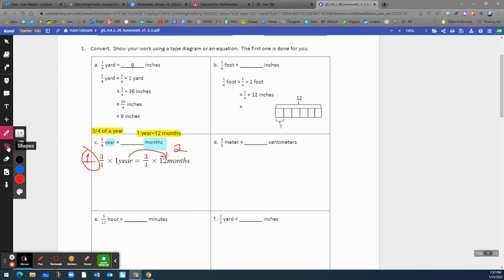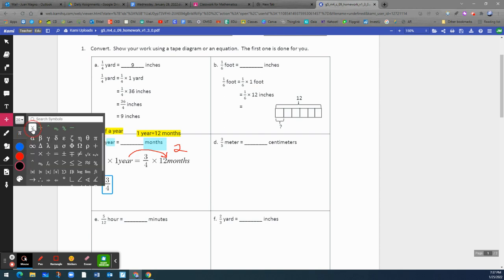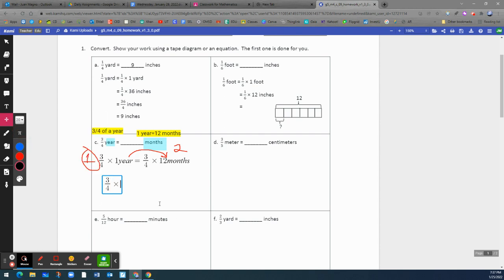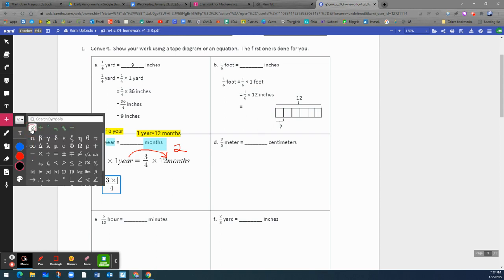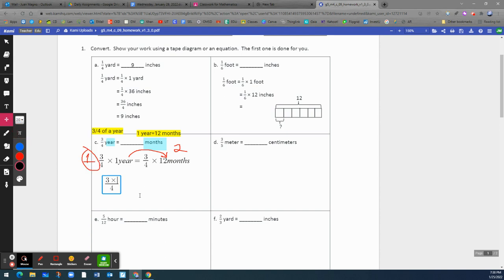And now step number 3 is that we're going to do the actual multiplication. It is 3/4 times, let me insert the symbol that represents multiplication, 12 months. Let me write this a little differently. I'm going to write it in this manner, and I think you've seen this way of writing it before. That will be the way we write it, and we are now going to equal it.